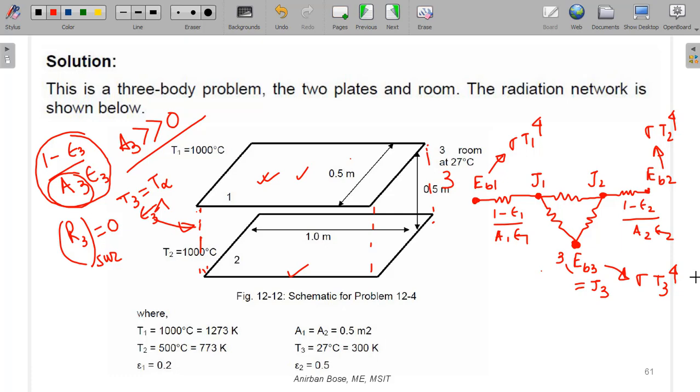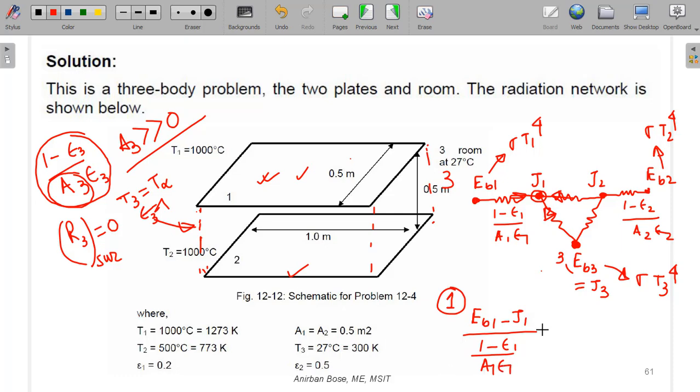The remaining thing is you just consider, at each node, that the summation of heat transfer from all three directions must be equal to 0 at a particular node. So if you consider node 1, what is the heat transfer? That is the potential difference divided by the resistance. So what is the potential difference? That is EB1 minus J1 divided by the surface resistance. The surface resistance is (1 minus epsilon 1) by A1 epsilon 1.